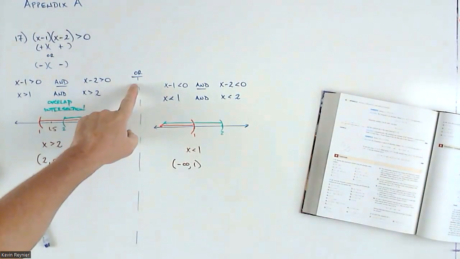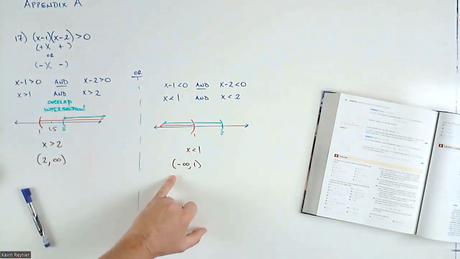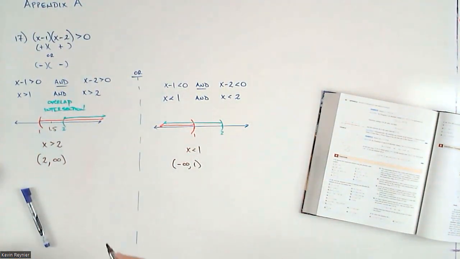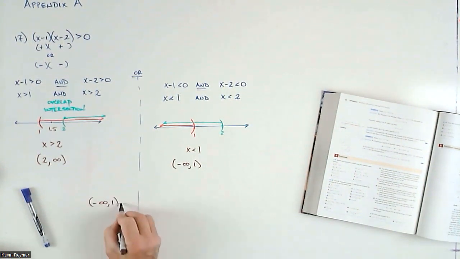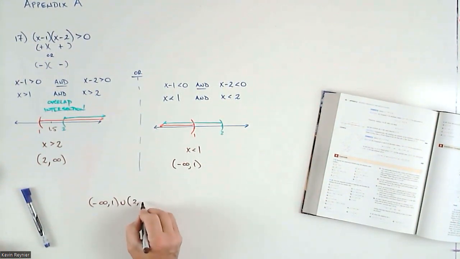Now this is "or," the preposition, so it's this or this. We would represent that as negative infinity to 1, union, which means or, 2 to infinity. Okay, that's our algebraic methodology for solving this problem.